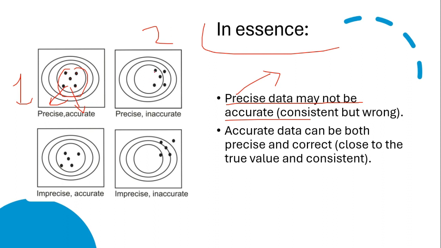But in the second measurement, the measurements are closely grouped but away from the true value. So these are all precise because they are closely placed, but they are away from the center, so these are inaccurate. And accurate data can be both precise and correct, but for higher accuracy it should be close to the true value and consistent.